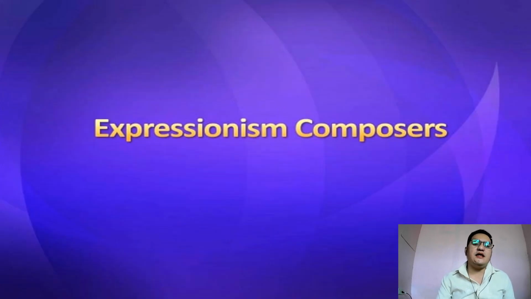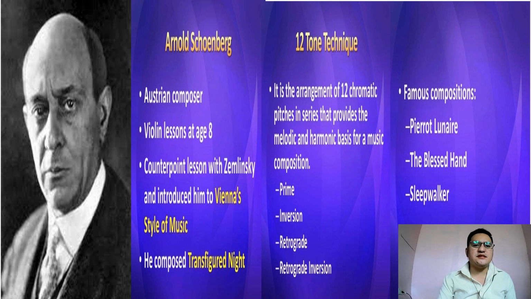Next, here are the expressionism composers. The first one is the founder, the one who made the twelve-tone technique. He is none other than Arnold Schoenberg, an Austrian composer. He studied violin at the age of 8, and then counterpoint lessons with Zemlinsky, who introduced him to the Vienna style of music. He composed Transfigured Night. It is the arrangement of 12 chromatic pitches, yung sinasabi natin 12-tone technique, in a series that provides the melodic and harmonic basis for music. Okay? Next, his famous compositions are The Blessed Hand, Sleepwalker, and Pierrot Lunaire.